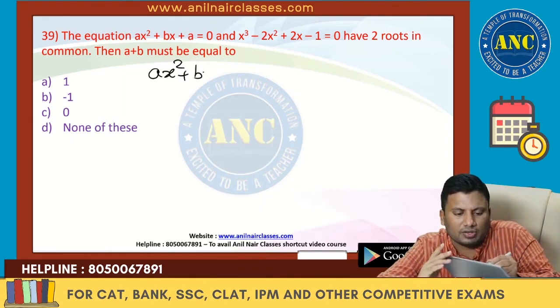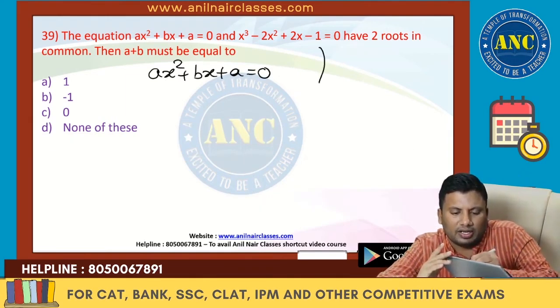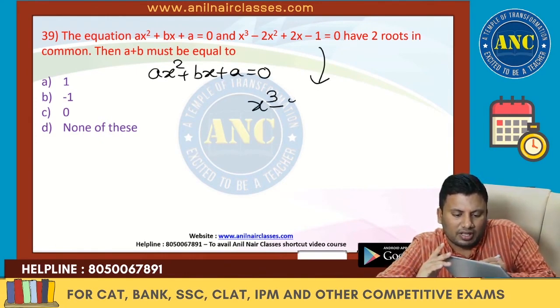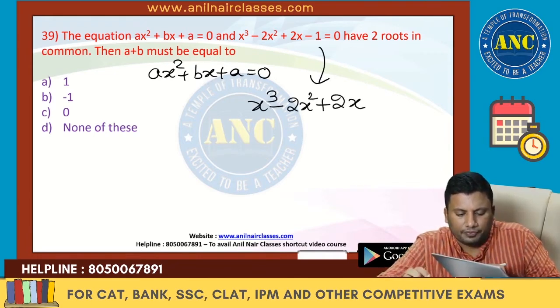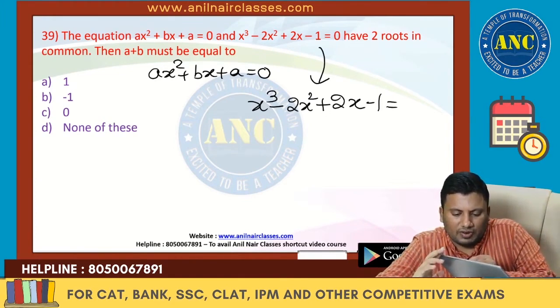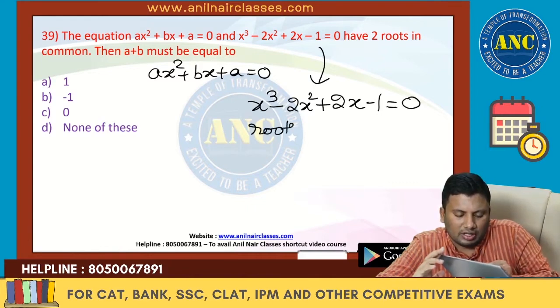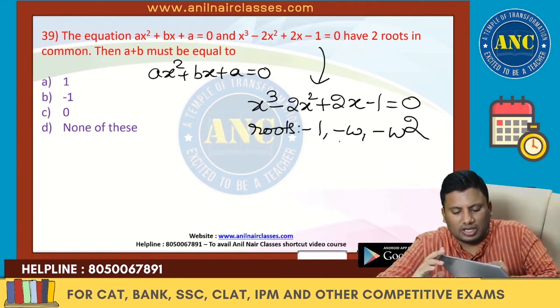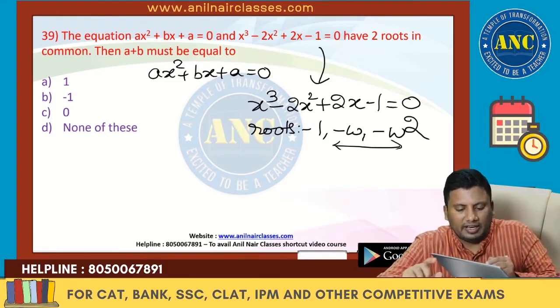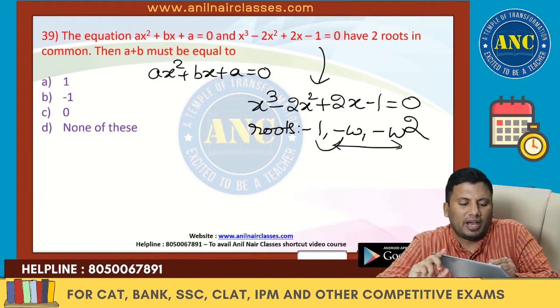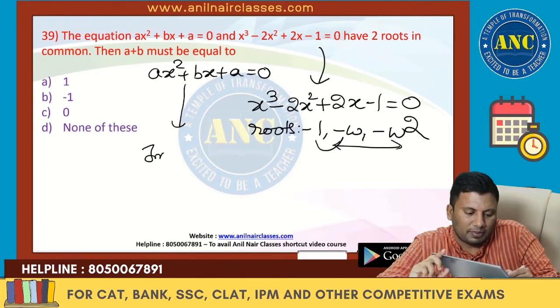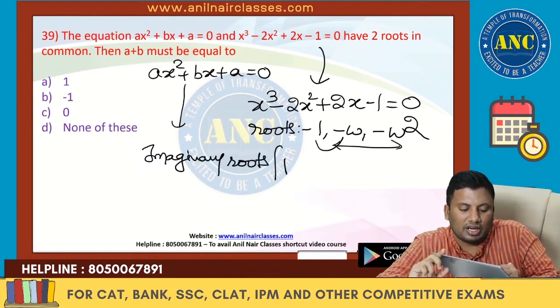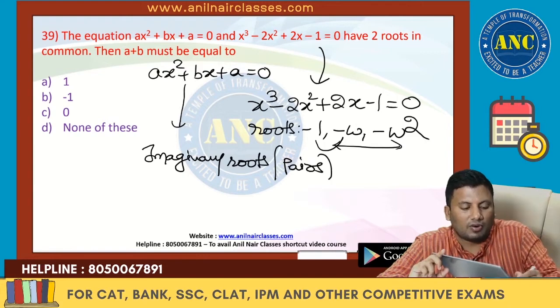So, ax square plus bx plus a equivalent to 0. What are the equations for this? x cube minus 2x square plus 2x minus 1 equivalent to 0. The roots are 1, minus omega, minus omega square. Two roots are common. If I take these two, 1 and imaginary. Imaginary roots always come in pairs. If imaginary roots come in pairs, so what will be the answer?